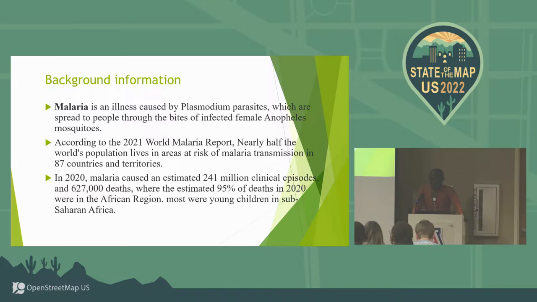According to the world report, malaria is occurring around the globe. It is found to be living in populations in Africa and some countries in Asia. For example, in 2020, malaria caused an estimated 241 million cases and 627 thousand deaths all around the globe. So it is a lot of people who are dying because of malaria.